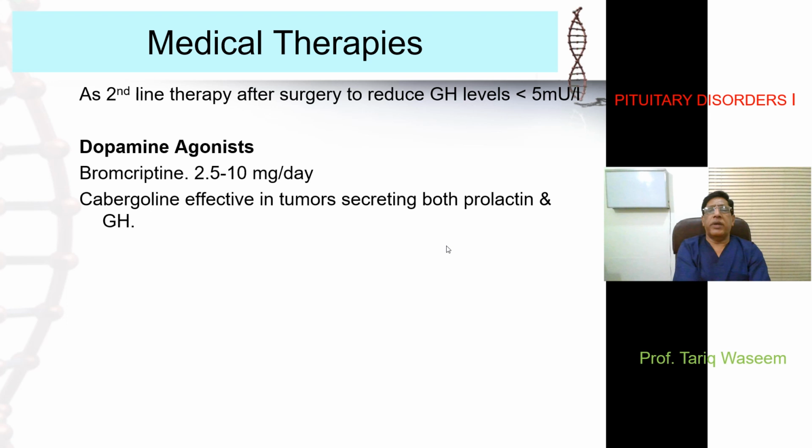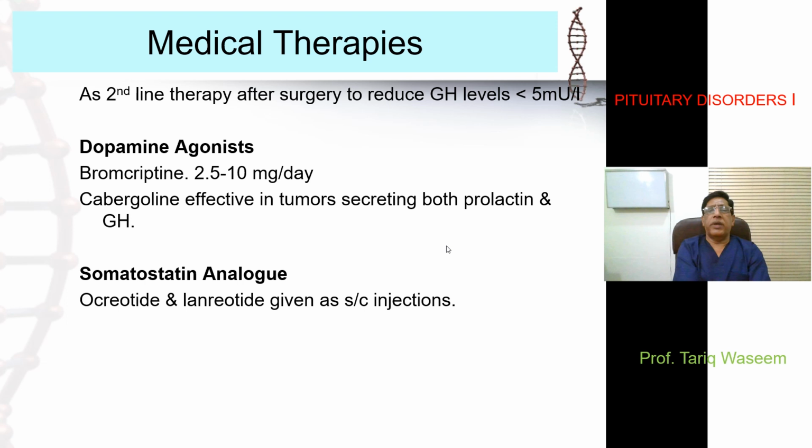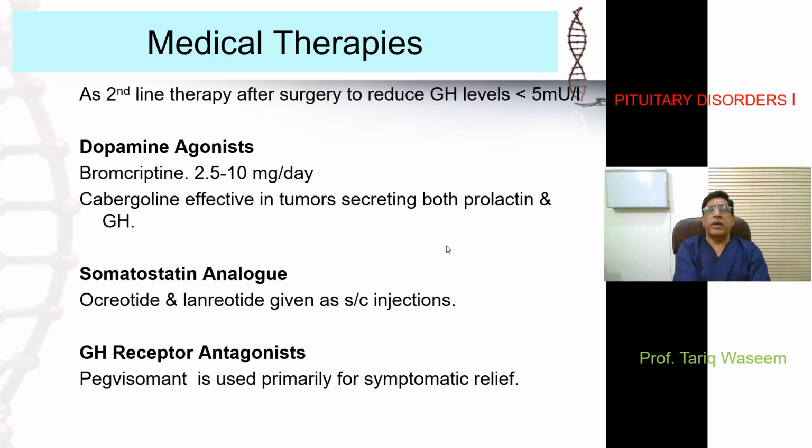Cabergoline is more specific, and it has an effect not only on growth hormone but also on prolactin secretion. You can use somatostatin analogs. We showed that somatostatin, by the word statin, means that it leads to suppression of somatic tissue, and octreotide and lanreotide subcutaneous injections can be used as an alternative to the surgical option or for those who are not fit for surgery.